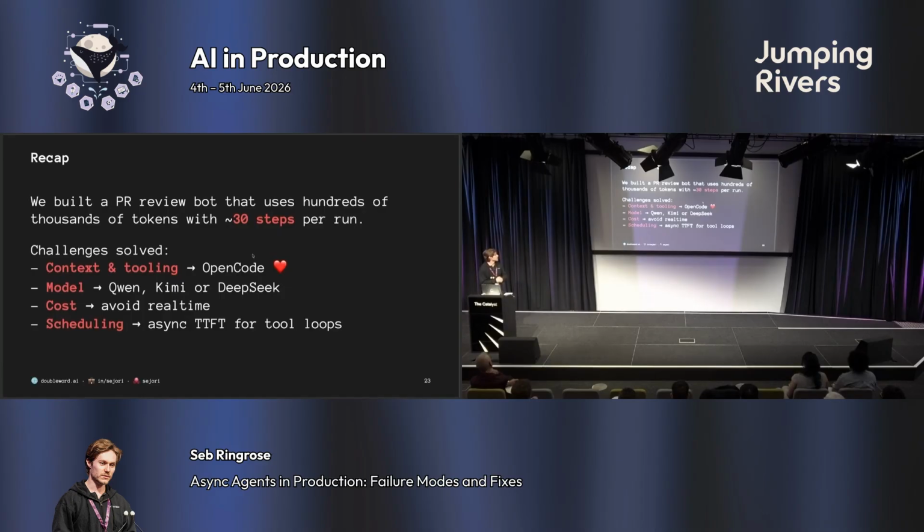So, a recap. Context and tooling, we solved by leveraging open source, the OpenCode framework. Picking a model, we used Artificial Analysis to look at intelligence. We saw that we can save a bit of cost and get good outputs with the open source models. Saving cost: avoid real-time inference, look at batched or async. And for scheduling tool loops and running background agents effectively, specifically, we are looking at async inference to enable a background agent to run effectively.